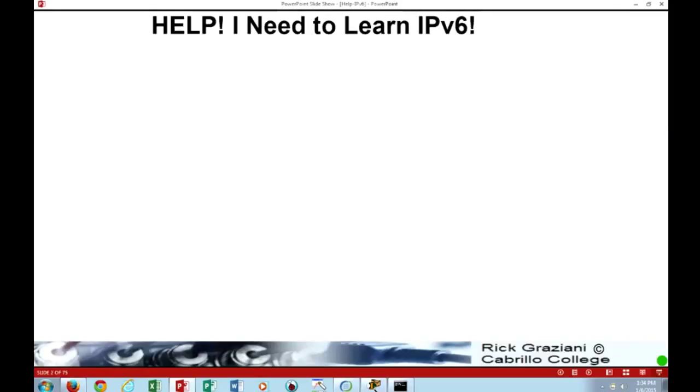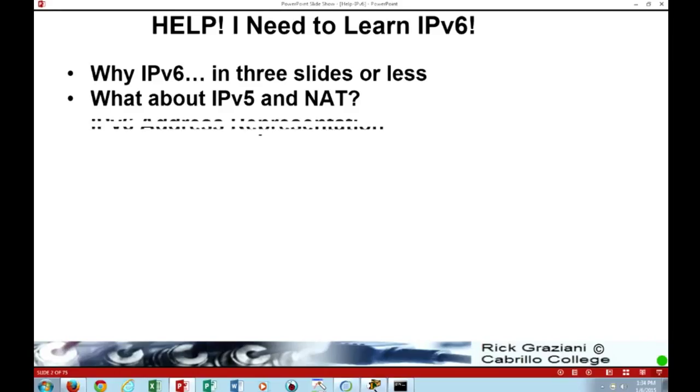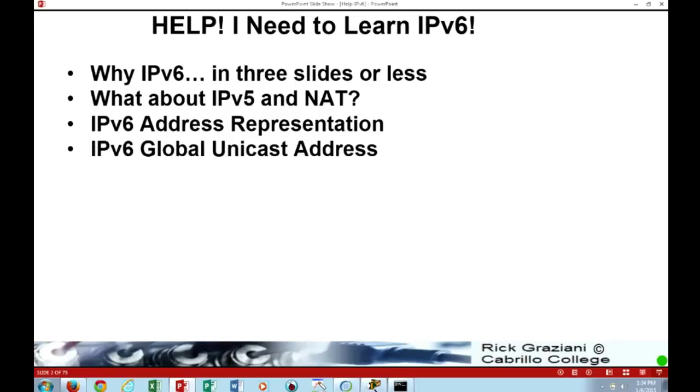Okay, so just some resources. First on the agenda, I'm going to cover in just a couple of slides why IPv6, when we are going to get to it, and what about IPv5 and NATs. Then we're going to spend some time on IPv6 address representation. It's a lot easier to write and understand IPv6 addresses than IPv4. It really is.